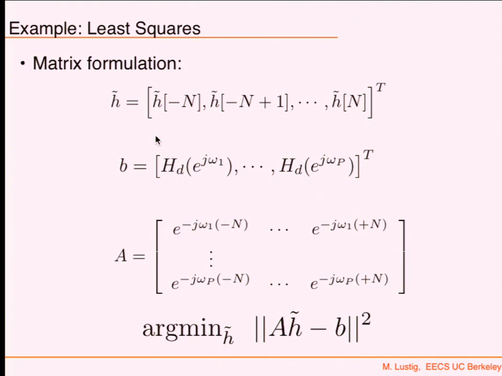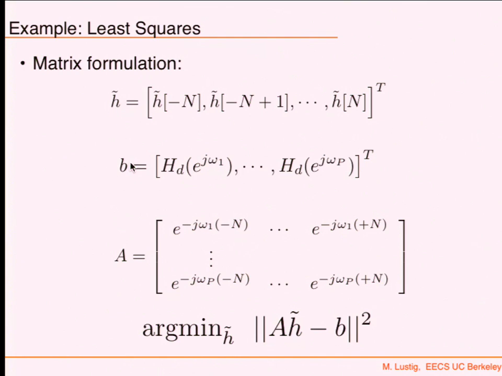The other thing that I know is my desired frequency response. And so now I can create a vector, of length capital P, in which each entry represents the desired Fourier transform at a particular omega. Those, again, could be uniformly spaced or non-uniformly, maybe just one frequency. Maybe I only care about one frequency and I don't care about anything else. Like a notch filter, for example, where I don't care what happens anywhere else. So you create the vector b.